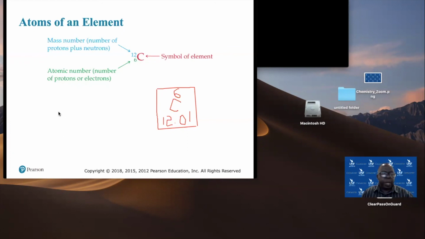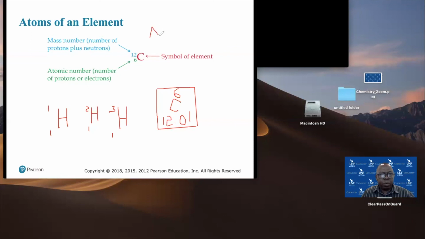It could be for anything. It could be for hydrogen. I can have one here, and one there. I can have another one here, and two there. I can have another one here, and one there, and three there. These are isotopes of the element hydrogen having different mass numbers.